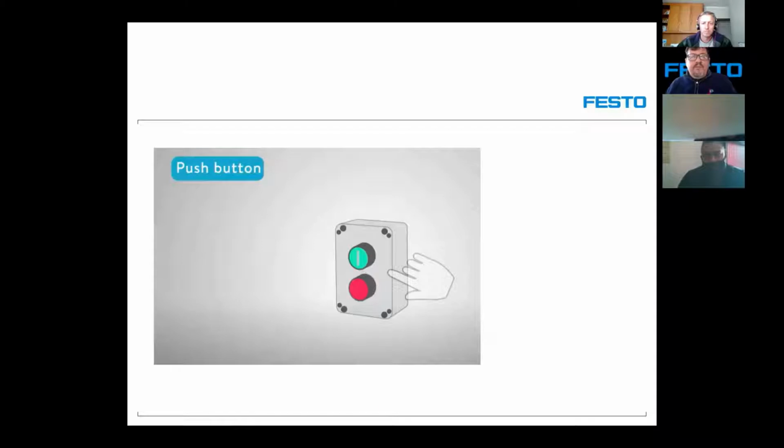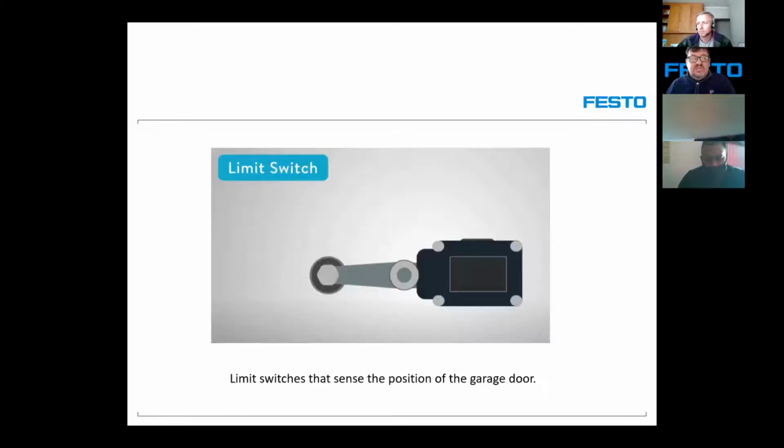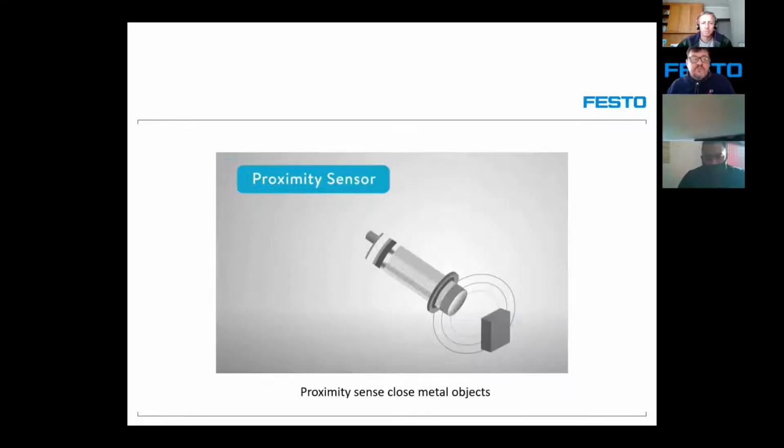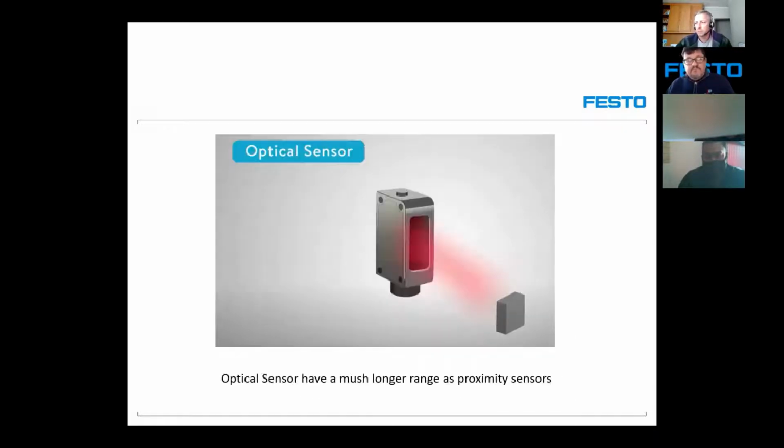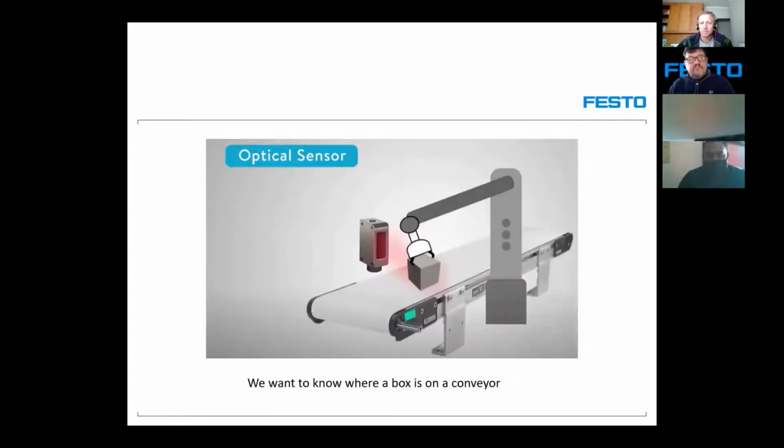For example, the push button is one of them. Like I said, a limit switch senses the position of a garage door, or a proximity sensor senses, for example, a component or a metal object. You can also have an optical sensor, which has a much longer range than a proximity sensor. That means you can sense from a distance, for example when we want to know where a box is on a conveyor, we can sense that the object is on the conveyor belt.